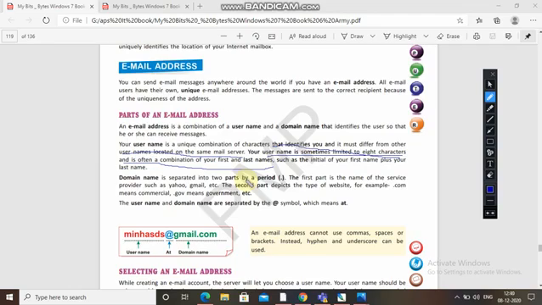Now domain name. Domain name is separated into 2 parts by a period. The first part is the name of the service provider and the second part depicts the type of website, like .com, .gov, these. So the username and domain name are separated by the @ symbol, which means at. Okay, so these two are separated by a symbol that is @. An email address cannot use commas, spaces or brackets. Instead, hyphen and underscore can be used.